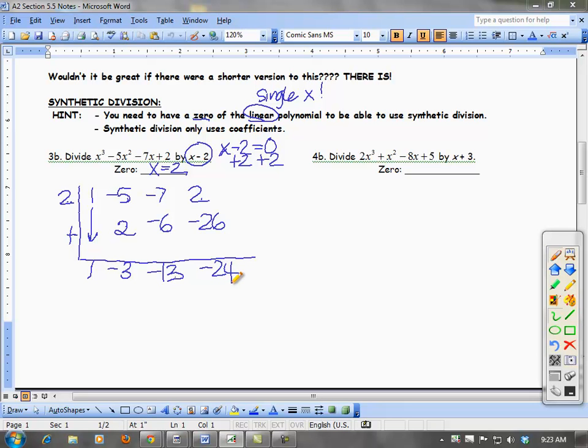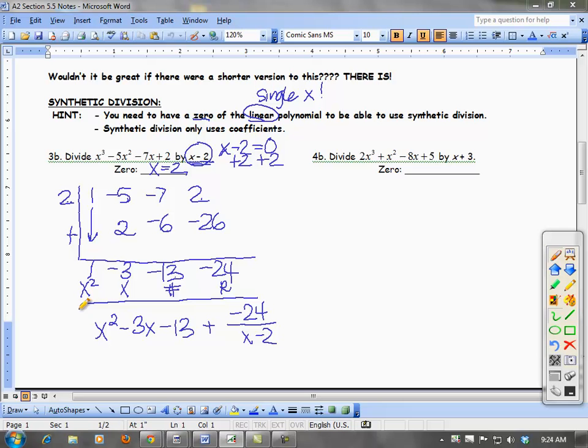Okay, now, here's what this means. The number at the end is always your remainder. And then we go in order: the constant term, or the number term, the x term, and then the x squared term. What this says is if I were to divide these, my answer, my quotient, would be x squared minus 3x minus 13 plus negative 24 over my original polynomial of x minus 2.